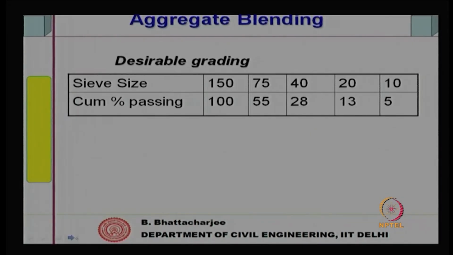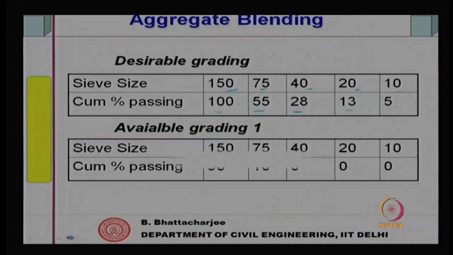Well, to get a good grading, you may have to blend aggregates. For example, you have 150, let us say, a sieve where the cumulative passing through 150 mm is 100%, through 75 is 55%, through 40 mm is 20, 20 mm is 13, and 10 mm is 5. Let us say this is my desirable grading. Just as an example, how do you do blending?